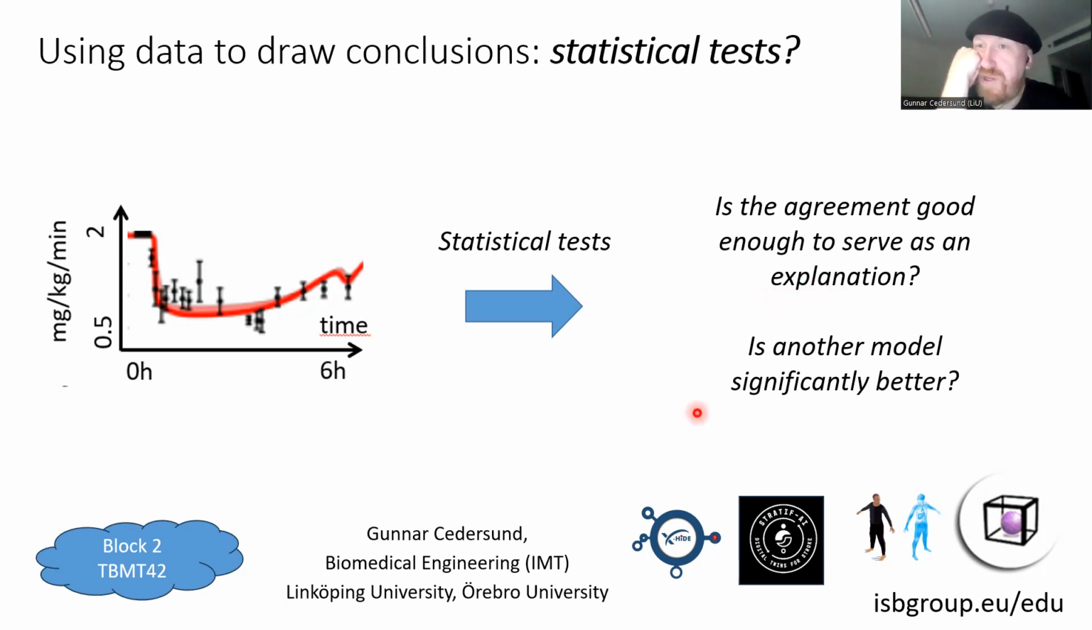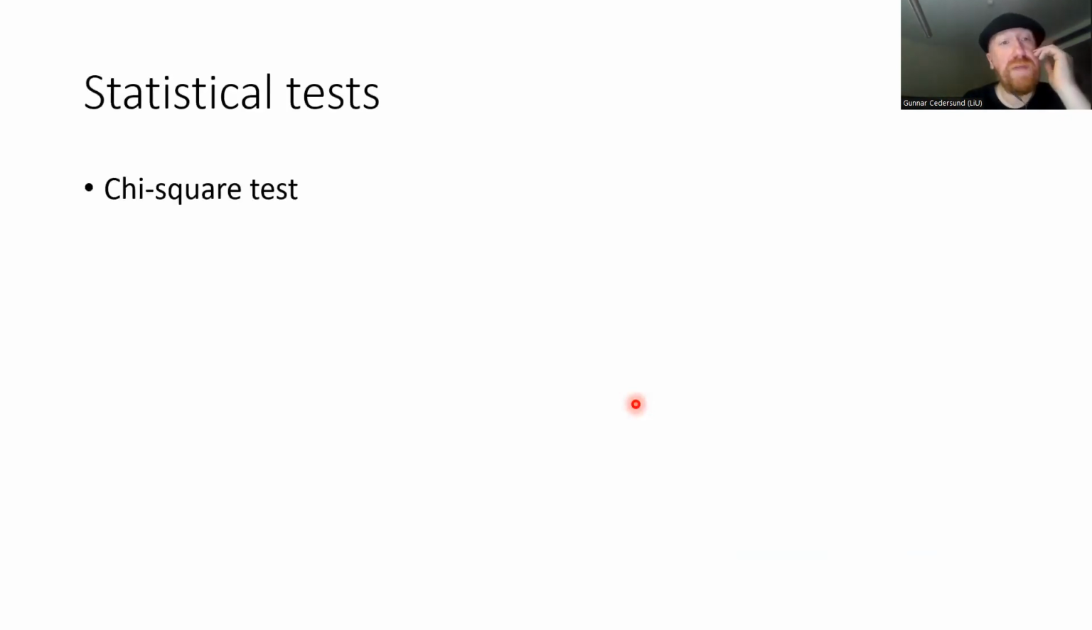And then the other question that we will ask and find a statistical test for is if another model is significantly better, if you have two competing hypotheses. Okay, so let's have a look.